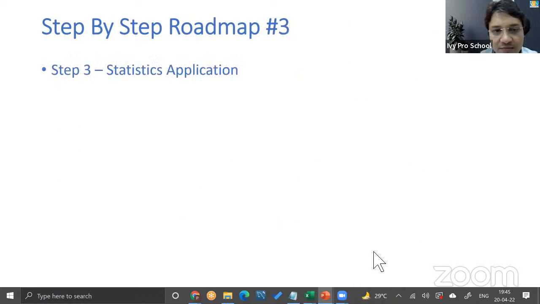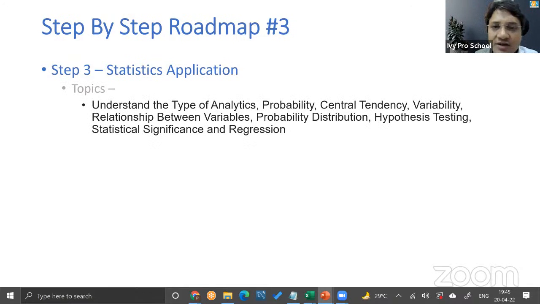Very important, guys. The third step, statistics application. You cannot avoid statistics if you want to get into the world of analytics and data science, right? Maybe if you're a pure data visualizer, you can know a little bit of it, but you cannot completely avoid it. Some of my favorite topics that I always say are school level topics. Mind you, these are school level topics and ideally everybody should learn.